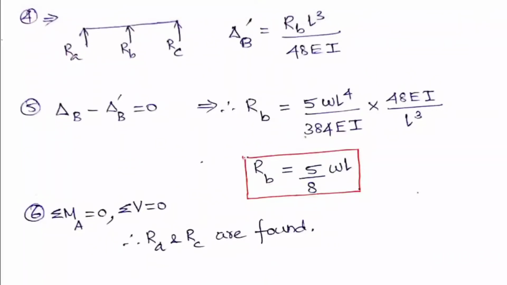The only remaining things are RA and RC. You can apply moment at A or moment at C, anywhere it is equal to 0, and you can apply summation of vertical forces is 0. So you will get the other two reactions, RA and RC. So that's all, it is a simple method.